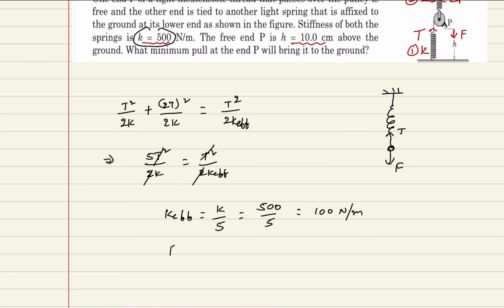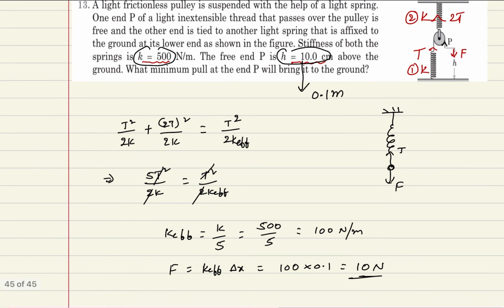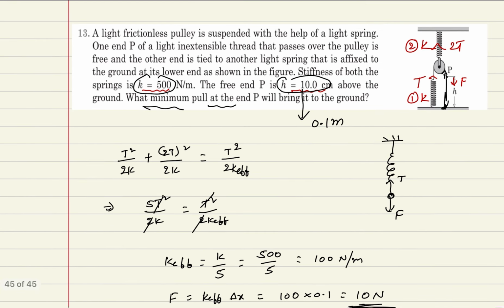I am going to write the force value. Force F can be written as k effective into delta x. The delta x given in the problem is 10 centimeter, which is nothing but 0.1 meters. So you can write 100 into 0.1. You will get 10 Newton. So the required minimum force to pull at the end P to bring it from the height of 10 centimeter to the ground is equal to 10 Newton.